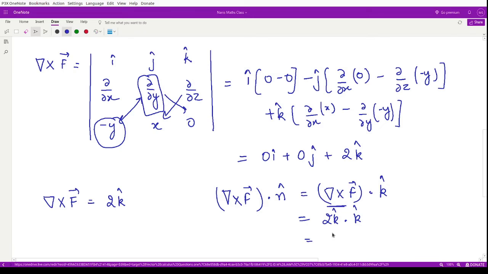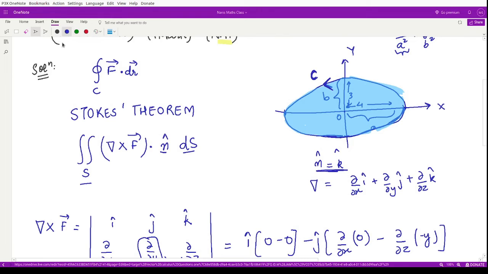So its value is k dot k, which is 1. So we have 2 here. So this whole term reduces to this 2. Therefore our integral becomes equal to the double integral over the given surface of 2 dS. So that is so simple to solve.